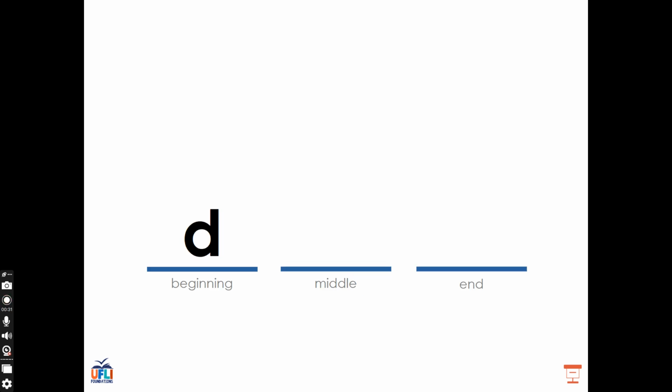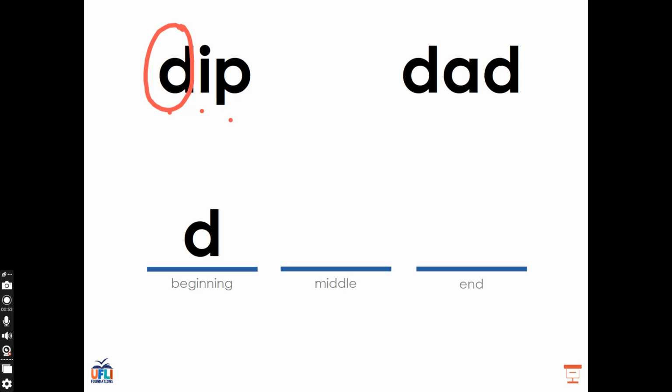Well done. D is a consonant, which means it can come at the beginning of a CVC word or at the end. Let's look at some examples of D at the beginning. This is the word dip. D-I-P. Dip. We see the D at the beginning of the word. This is the word dad. D-A-D. Dad. We see the D at the beginning of the word.